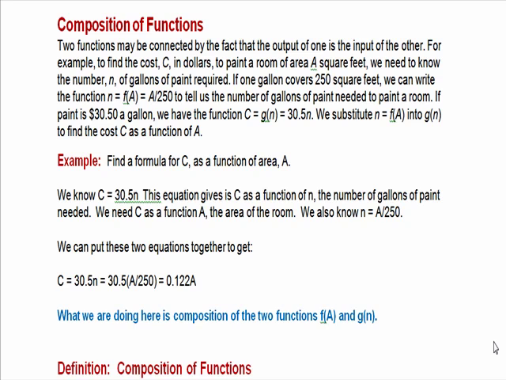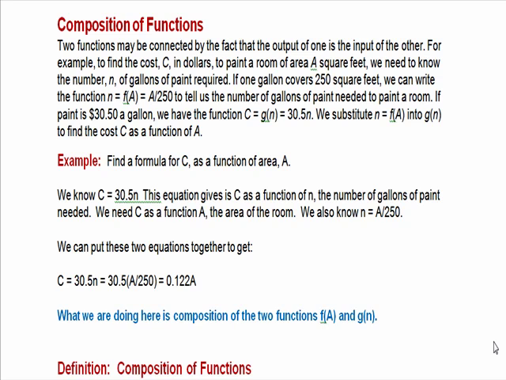If we then knew that the paint was $30.50 a gallon, we could actually then get the cost by just taking the 30.50 multiplied by the number of gallons we need. If we wanted to do this all in one step, we could substitute in our information about n being f at a and our g at n in order to find the cost as a function of the area. So let's take a look at this in a little more detail.